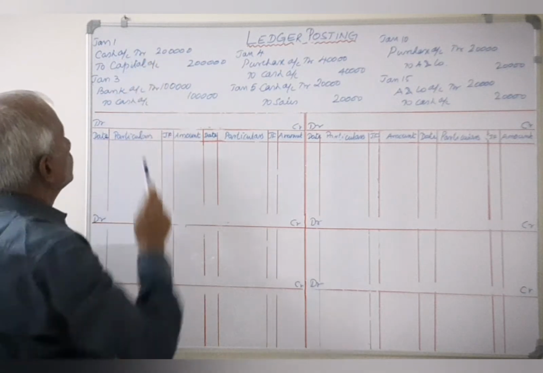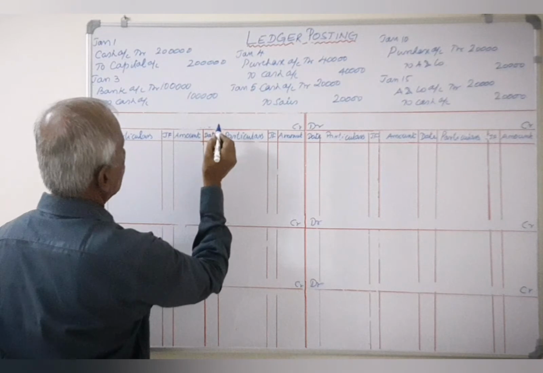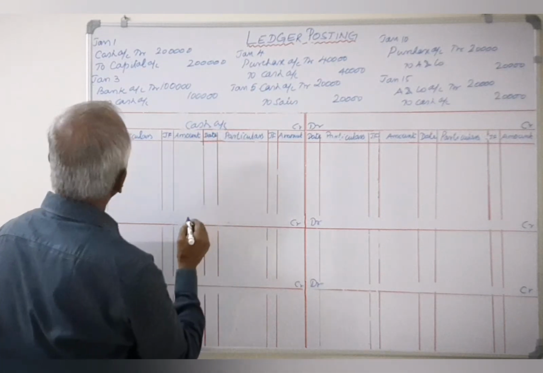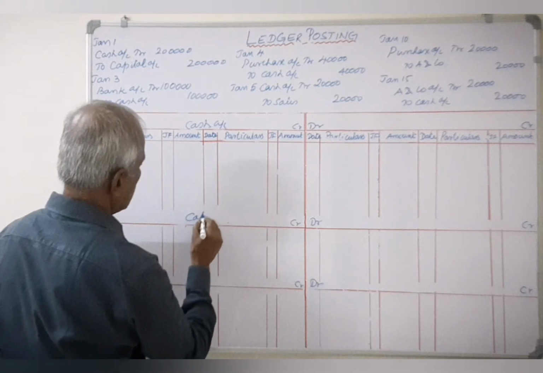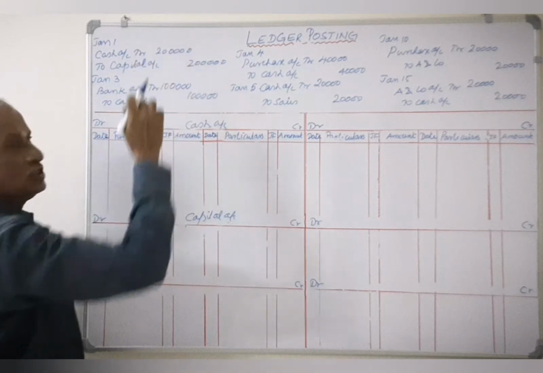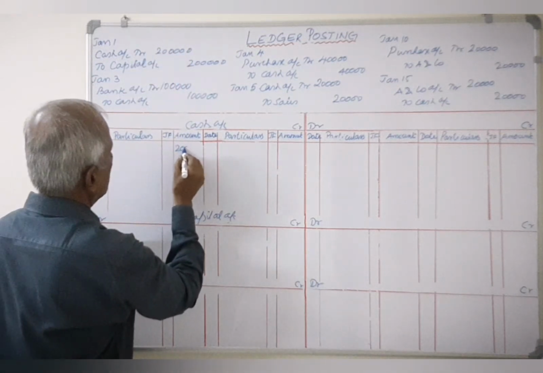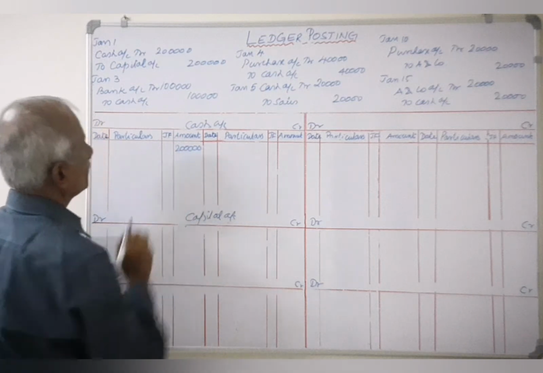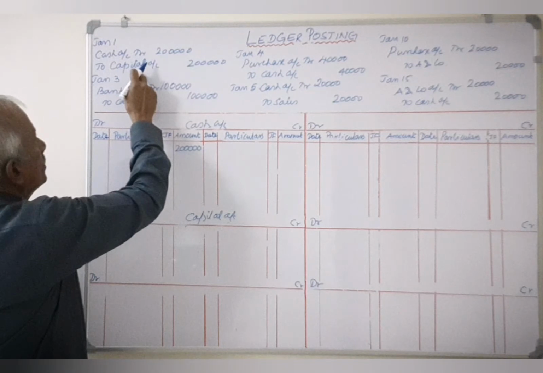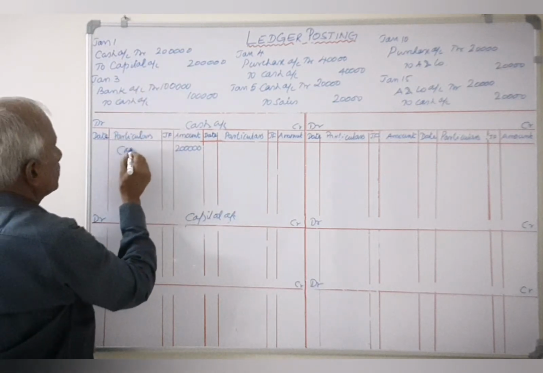So there are 2 accounts involved and let us open first account, cash account, the second account, capital account. On the debit side of the cash book 2 lakhs is to be recorded. So let us record 2 lakhs on the debit side. Against it, you write name of the account credited in the journal, that is capital account.